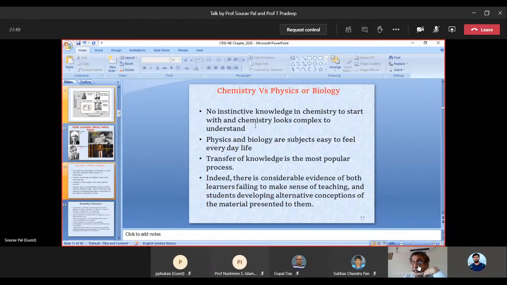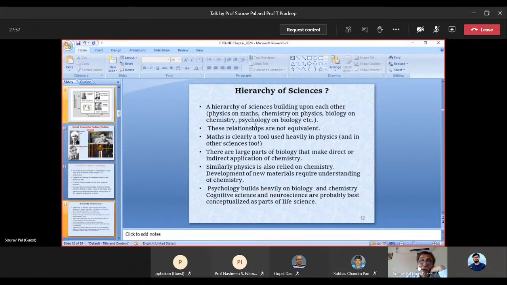Physics you see every day. Apple falling and so on. You can see plants, animals. They are subjects which are very easy to feel. And then a hierarchy of subjects, a hierarchy of science built upon each other. The conventional way of thinking is that physics is built on mathematics, chemistry is built on physics, biology on chemistry, psychology on biology. I know this is not wholly true.